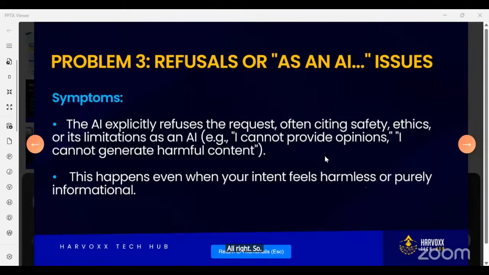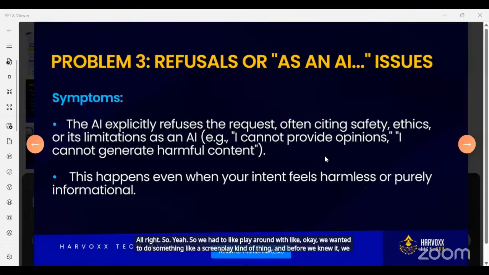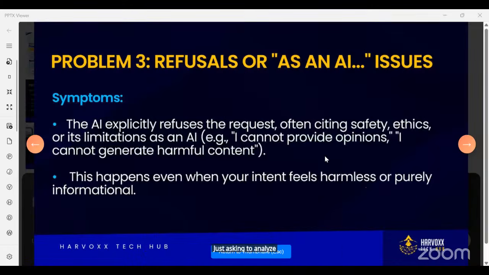So we had to play around it. We wanted to do something like a screenplay kind of thing, and before we knew it, we got the data we were looking for. Again, you can focus on the action or information. Just ask it to analyze, ask it to summarize, and all of that.